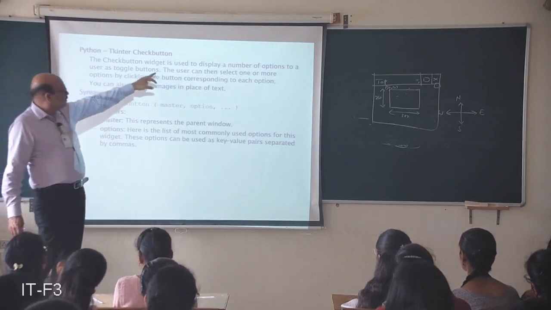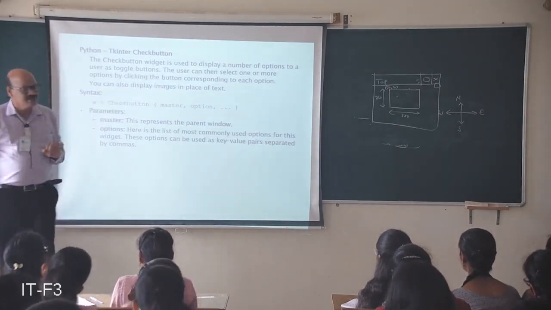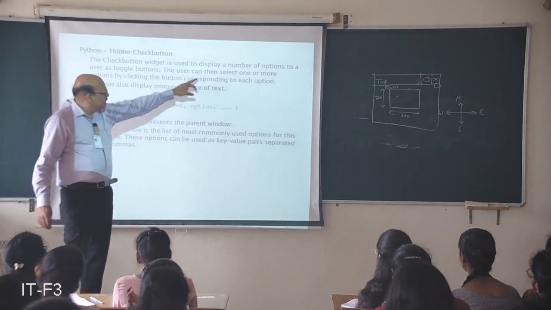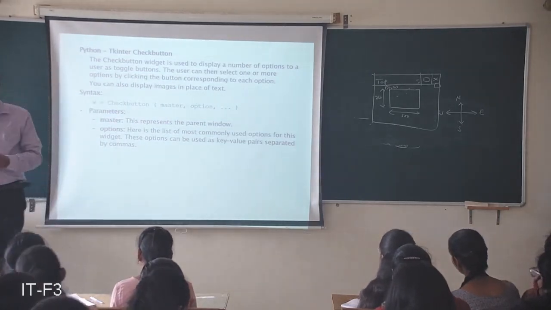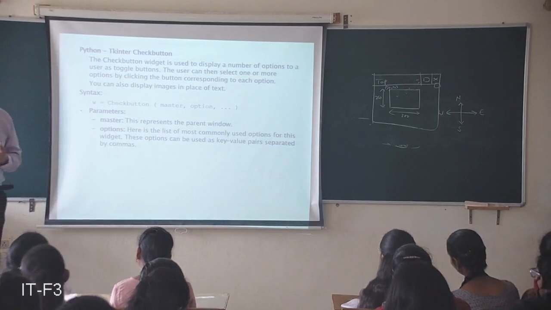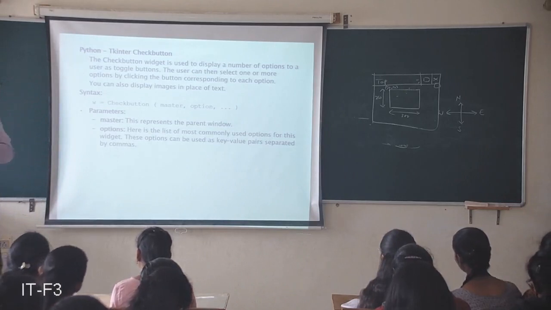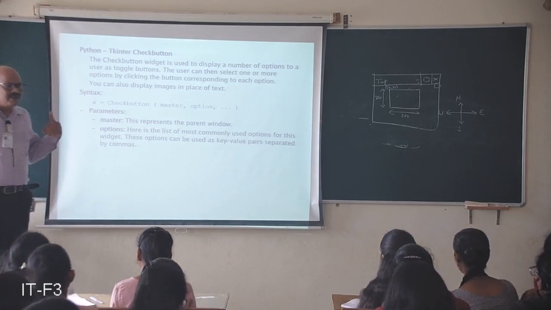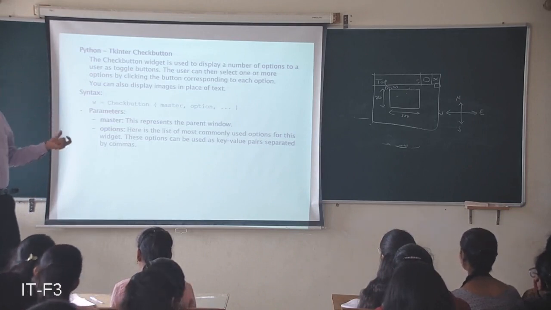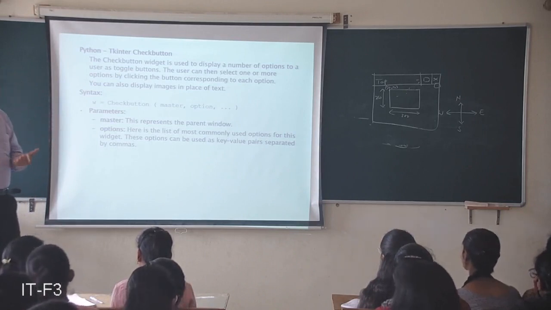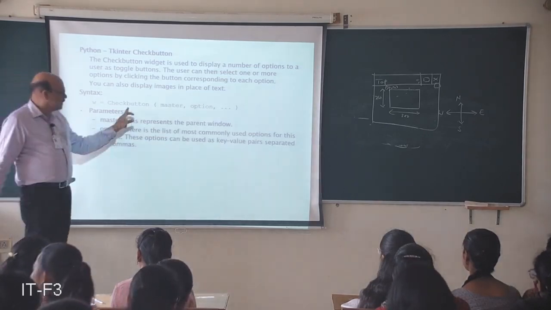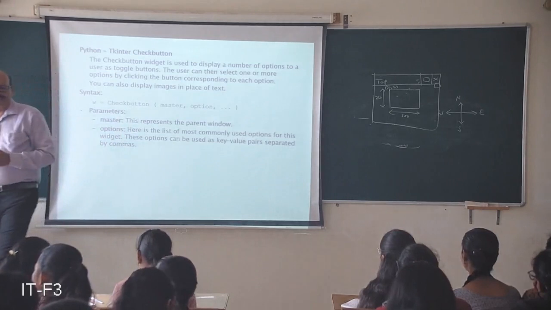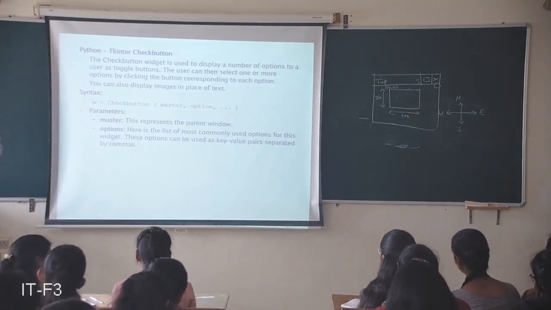You can display a number of options to the user, and the user can select one or more options. Sometimes, if there are 5 or 6 options, you can also allow the user to select multiple options. That is also possible. We will see how to create one. What is the syntax or the prototype of the check button?